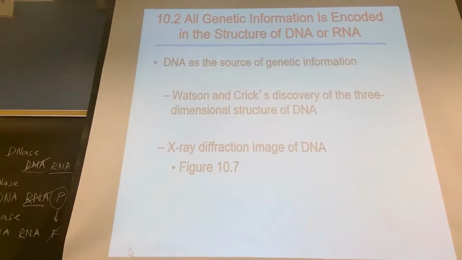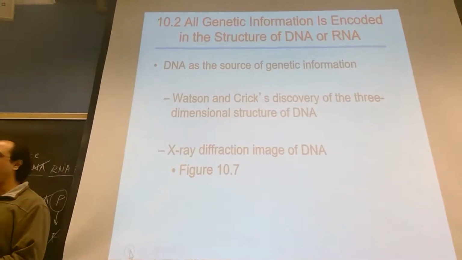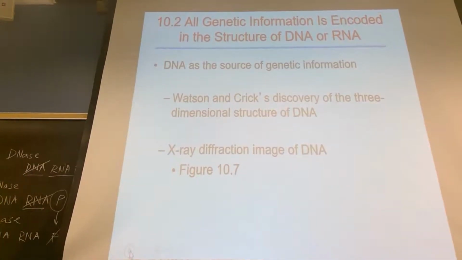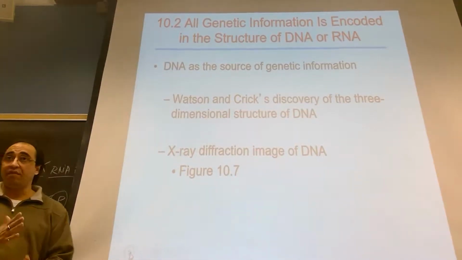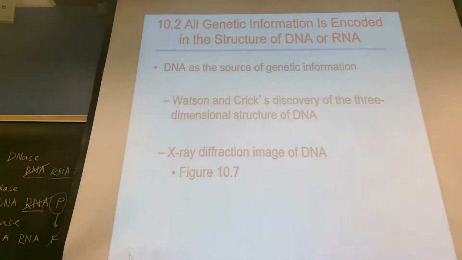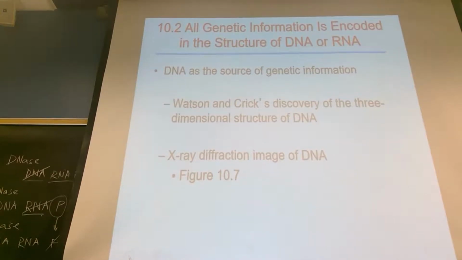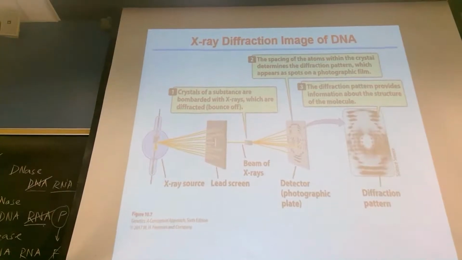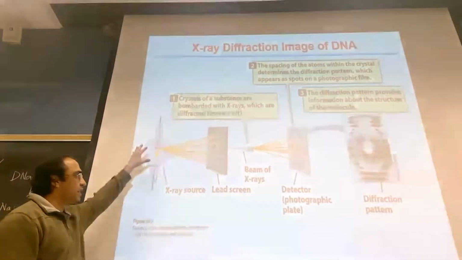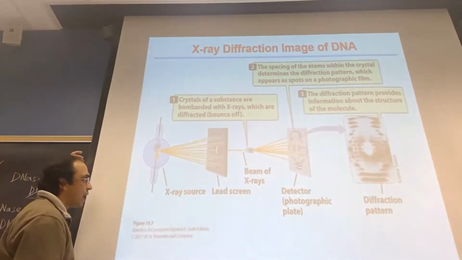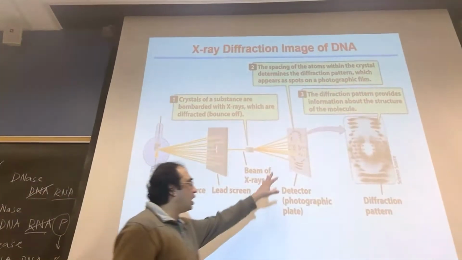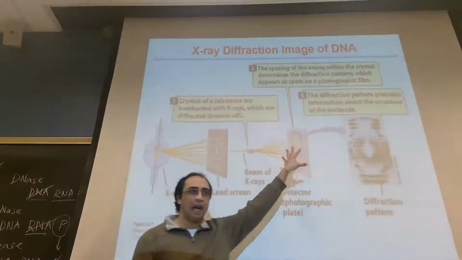Now, DNA as the source of genetic information. All the genetic information are in DNA or RNA. And Watson and Crick at first discovered the structure of DNA. DNA was discovered before the structure of DNA, how the DNA looks like, and what are the things there in the DNA. Watson and Crick at first discovered the structure of DNA in 19. Okay. So what is X-ray diffraction image? If you have some material and if you pass the X-ray through it, you will have the picture of the components, how they are attached.